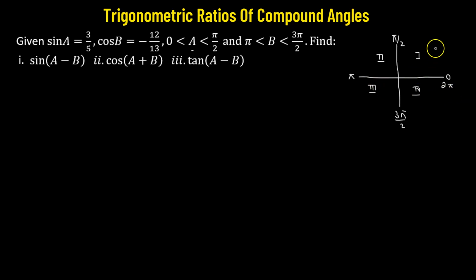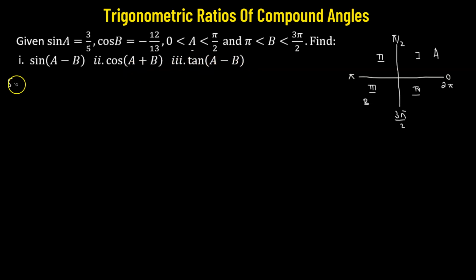So clearly, A is going to lie in the first quadrant, and angle B, it's given here, is lying between pi and 3 pi over 2. So that means it lies in the third quadrant. Let us begin. First, we'll have to find out the value of sine A minus B, cosine A plus B, and tangent of A minus B.